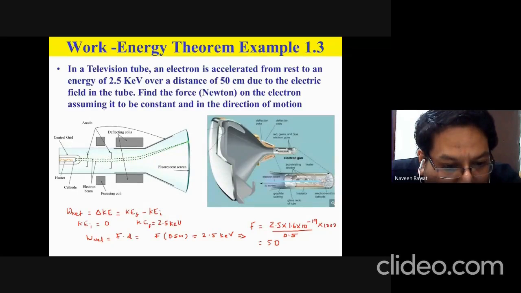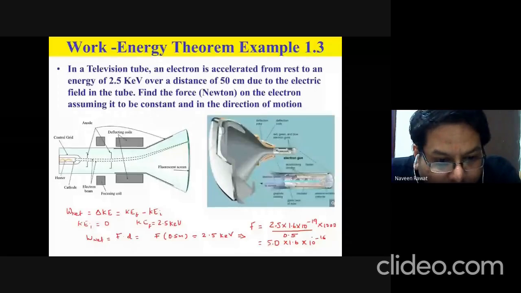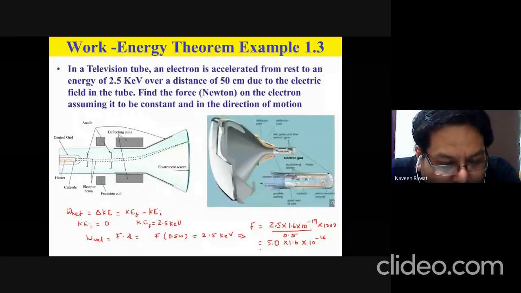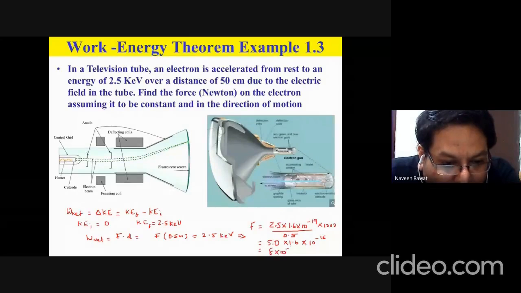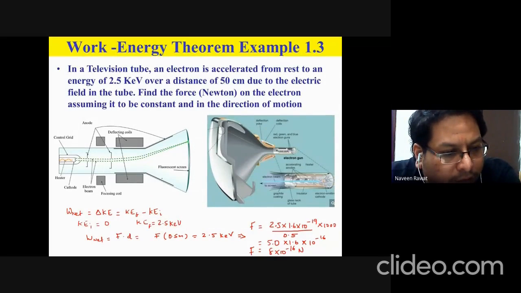With the 0.5 here, 2.5 divided by 0.5 is just 5.0 actually. You have 5 times 1.6. So 10 to the power minus 19 times 10 to the power 3 gives 10 to the power minus 16, that is newtons, and 5 times 1.6 is 8, so it is 8 times 10 to the power minus 16 newtons. So change everything to meters, kilograms, and seconds, and in the end you will always end up with the SI unit. The final answer will always be in newtons.